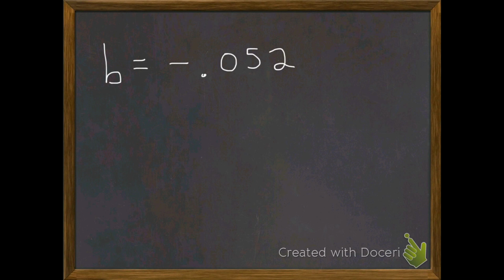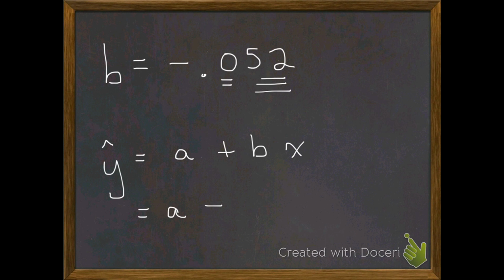What I typically like to do in rounding, usually we round to 2 places, but when we have a 0 there, I like to go to 2 non-zero digits. So instead of reporting this as negative 0.05, I like to get a little bit more technical accuracy and go to negative 0.052. Okay? So guys, in terms of getting our model, a plus bx, we have some of it. All that remains is just to find our A.